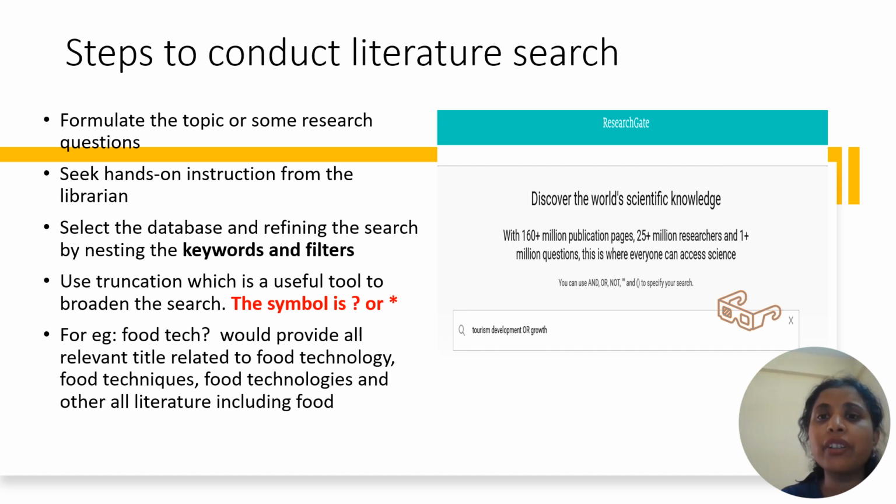So if you see here, I have put in the ResearchGate screen page, and there also it is mentioned that you can use and, or, not, asterisk, or brackets. So if you want to refine your search or widen your search, you need to know the usage of these keywords, the truncation and the Boolean words. These are called Boolean operators. I have given an example that if you write food tech with a question mark, it will give you all types of articles related to food technology, food development, food techniques, where the focus is on food.